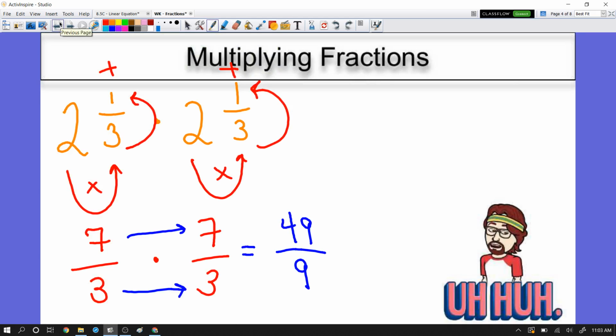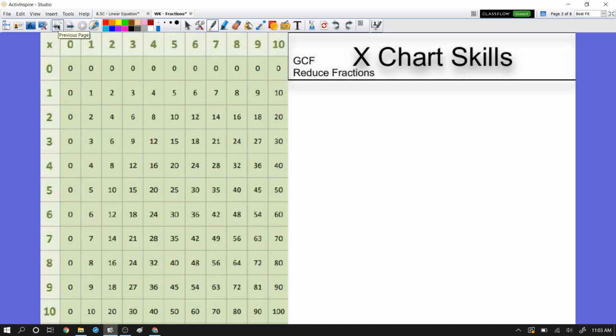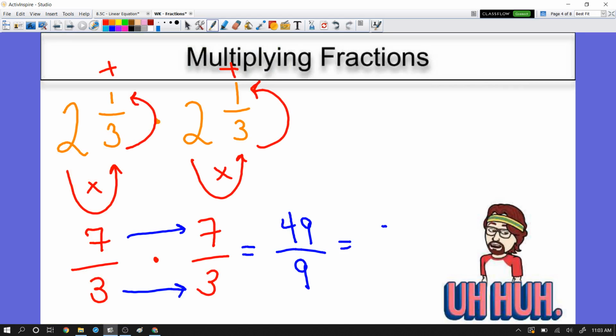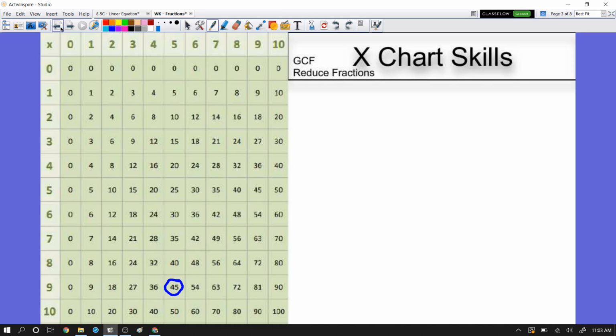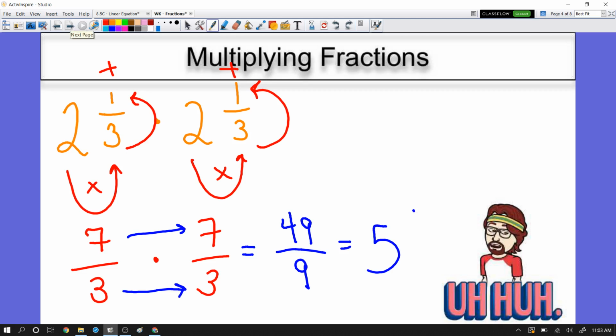So I'm going to go ahead and use the X chart. So what we've got is 49 over 9. Okay? So how many times does 9 fit into 49? 54 is too far. 45. So we know that it goes in 5 times. Okay? And we got all the way up to 45. But we need to get to 49. So 46, 47, 48, 49. Be 4 left over. Keep the bottom number, the denominator. 5 and 4 ninths. Bam.